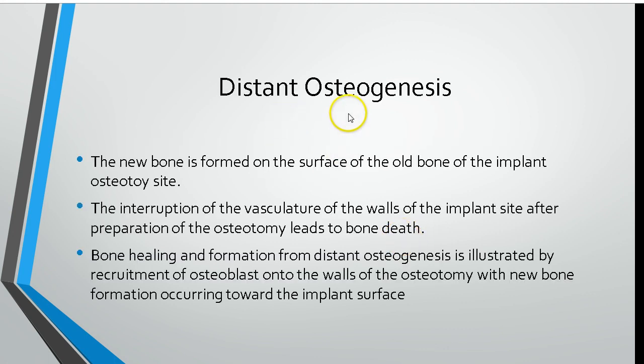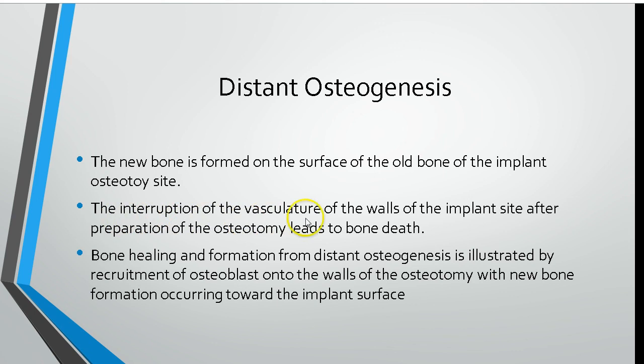Distance osteogenesis is the second part, or one of the possibilities that could happen instead of contact osteogenesis. In this, the new bone is formed on the surface of the old bone. Compared to contact osteogenesis, in distance osteogenesis the bone is actually formed from the outside and goes towards the implant. In the previous one, in contact osteogenesis, the bone is formed on the surface of the implant and goes towards the outside. So the new bone is formed on the surface of the old bone on the osteotomy site.